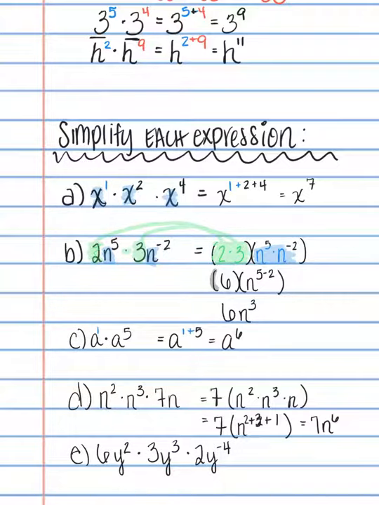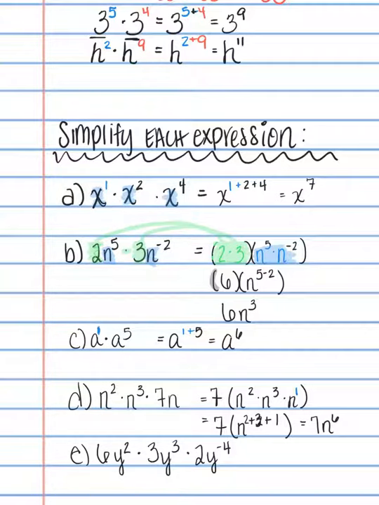All right, welcome back. Hopefully on C, you recognized that there's this hidden 1 up here, and that you had to add that 1 to your 5 to get a to the 6th. Down here in D, hopefully you realized that you needed to pull out your 7 and separate that from your variables. And then once you had your variables and they were all the same base, you simply added them up. And again, you've got this other 1 that's going on right here. So you get n to the 6th.